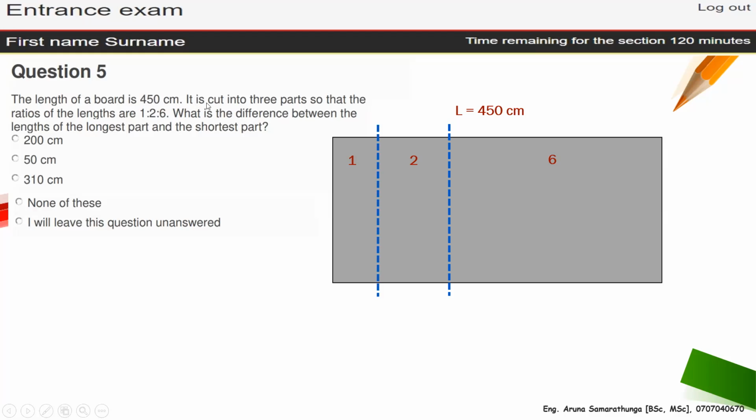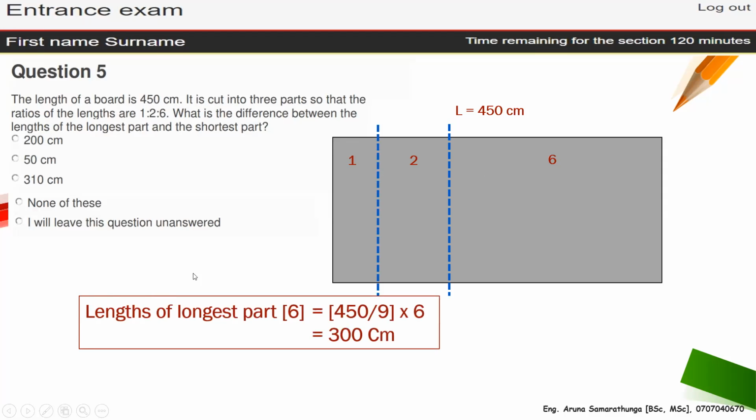The length of the board is 150, and it is going to be cut into three parts so that the ratios of the lengths are 1 to 2 to 6. What is the difference between the length of the longest part and the shortest part? So this is the longest part and this is the shortest part. This distance and this distance you have to calculate. You know the whole distance.